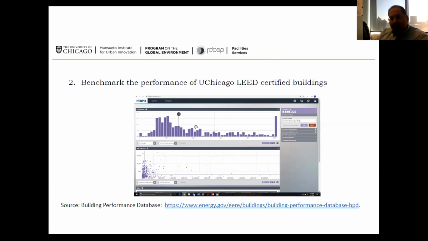These graphs, you can create these graphs, and you can also download the data sets that go into them. So you can do quite a bit of analysis here, and this will be useful again to set direction and help us with our policies in terms of energy efficiency and LEED certification.